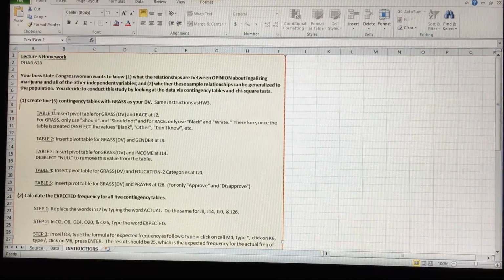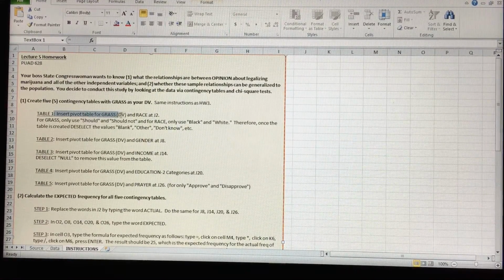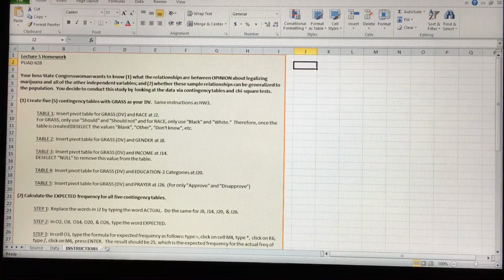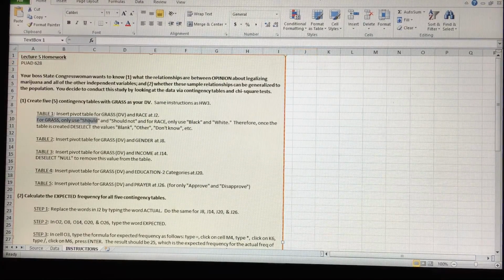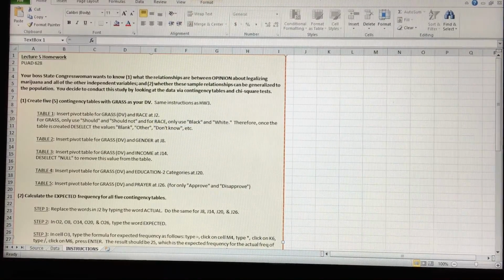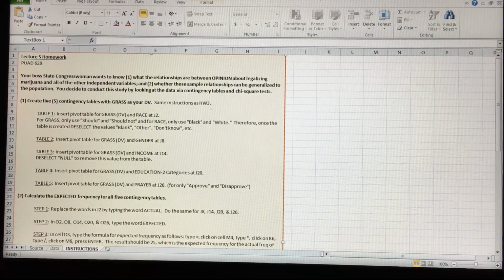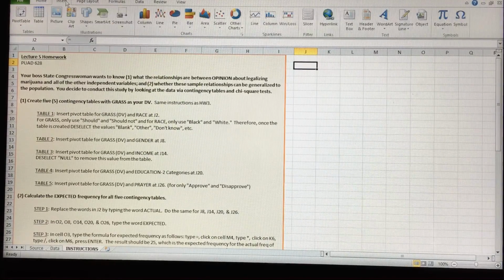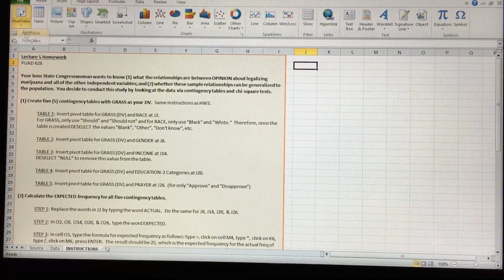Okay? Table 1, we're going to insert the pivot table for grass and race at J2. And we should only see should and should not. And we should only see for race, black and white. Anything else, let's just make it blank or deselect it. Okay? So let's go. I'm going to insert pivot table.